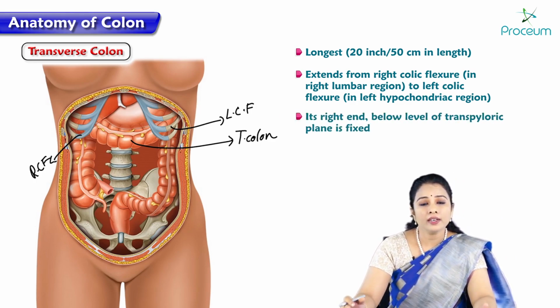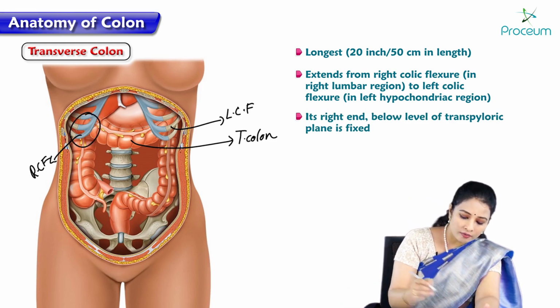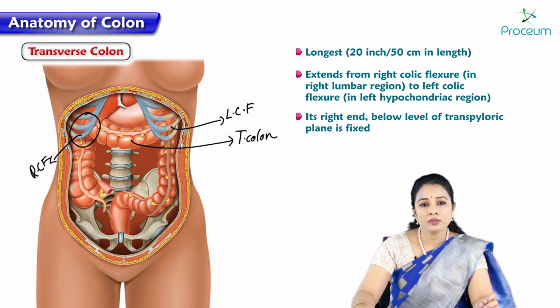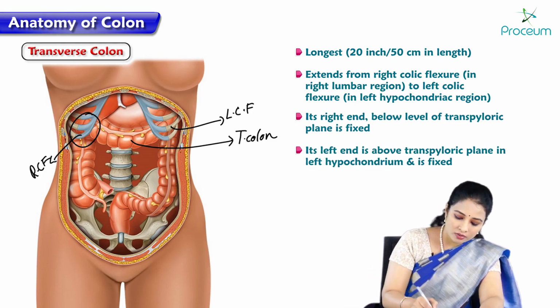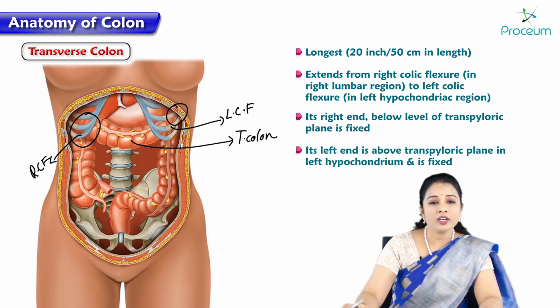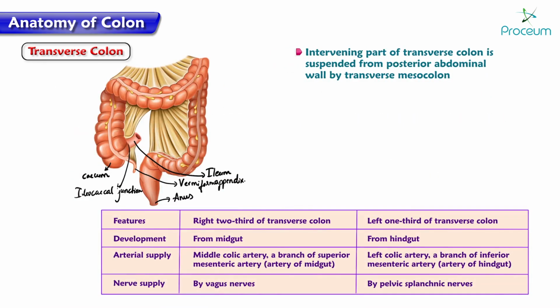At its right end, which is below the level of the transpyloric plane, it is fixed. So the right end is the fixed part of the transverse colon. And at its left end, above the transpyloric plane, in the left hypochondrium, it is fixed. So the left end, above the transpyloric plane, is fixed. The intervening part of the transverse colon is suspended from the posterior abdominal wall by the transverse mesocolon.